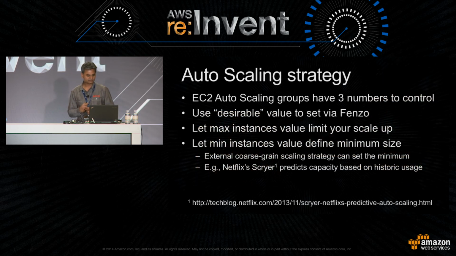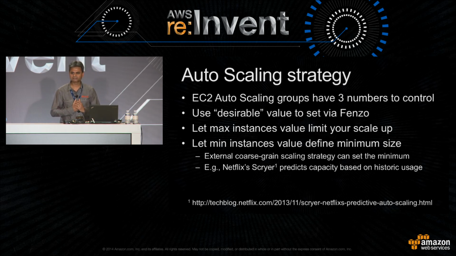And autoscaling itself, well, there's 3 numbers to control in an ASG, the min, max, and desirable. The number that Fenzo gives you is ideal to be set on the desirable number. Max, I would use the max number to limit the scale up for any reason. Maybe you never want to have more than some number of instances in your cluster, budget reason or whatever other reason. And then min is controlled by a more macro level scale up adjustments.